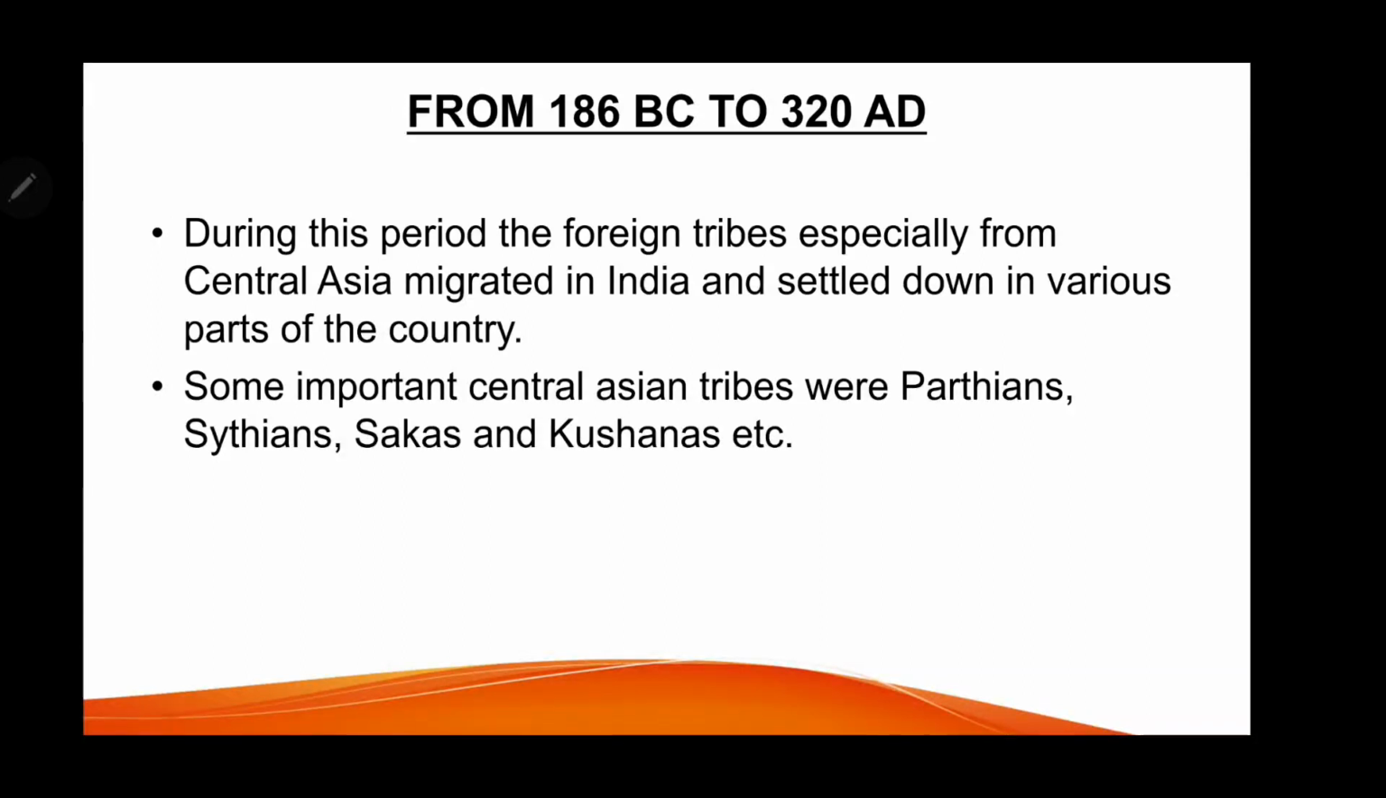After the decline of the Mauryan Empire, there was the penetration of Central Asian tribes from 186 BC to 320 AD. During this period, some of the Central Asian tribes migrated from Central Asia and settled down in various parts of the country. Some of the important Central Asian tribes were Parthians, Scythians, Sakas, Kushanas and so on.